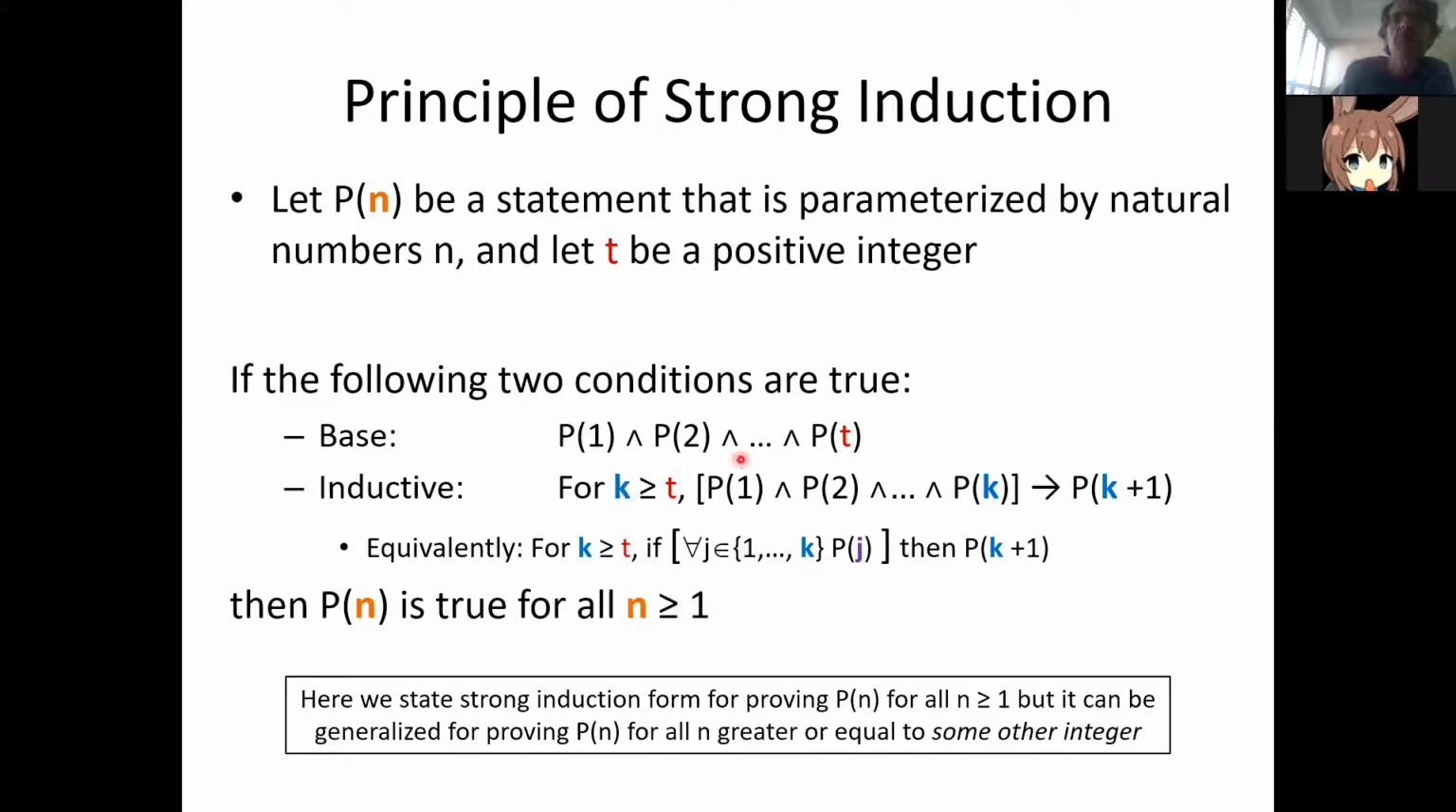But let's also see what this implication means. You can restate it like this. For any k, at least t, if the formula holds for all indices in this range from 1 to k, then it holds about index k plus 1. This statement is the same as this one.